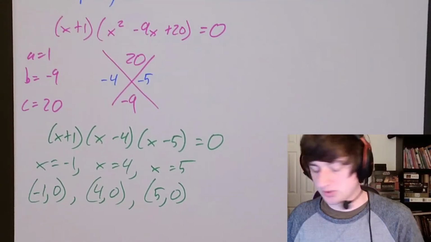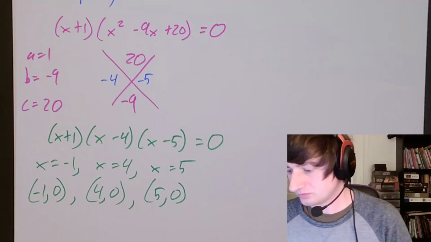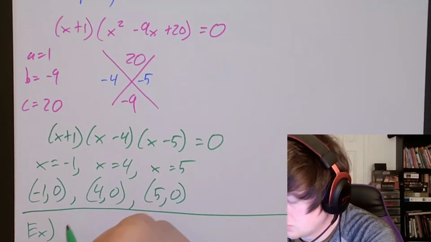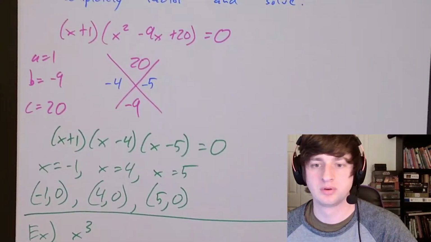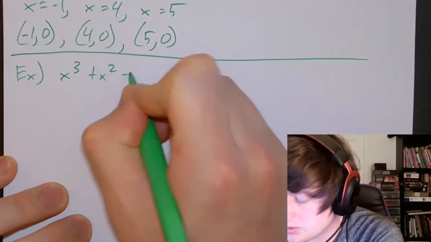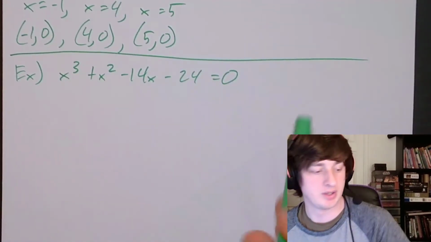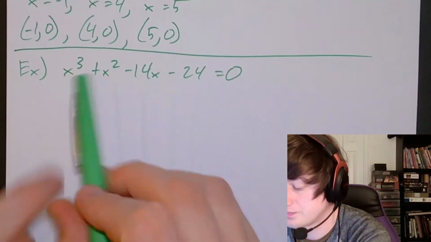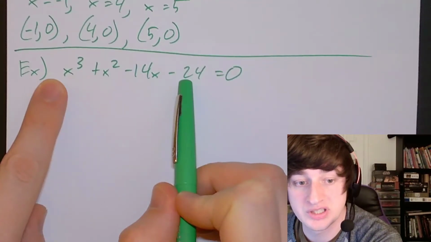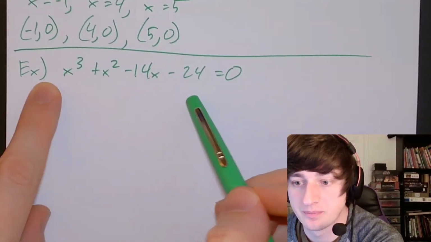So we're going to do a few more examples. Some of these are going to have more synthetic division than others. x cubed plus x squared minus 14x minus 24 equals 0. So our first step is take the first number and the last number and divide them using the factors of each. So what numbers multiply to make this, and what numbers multiply to make that.